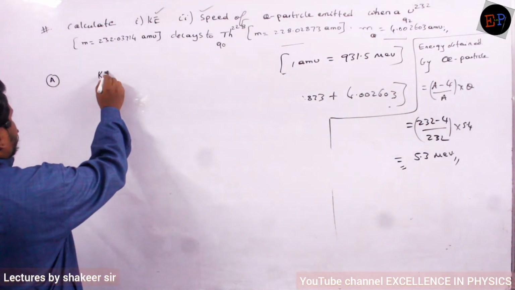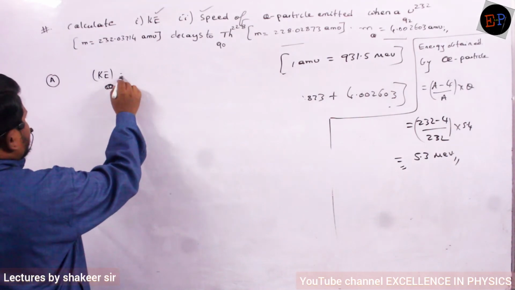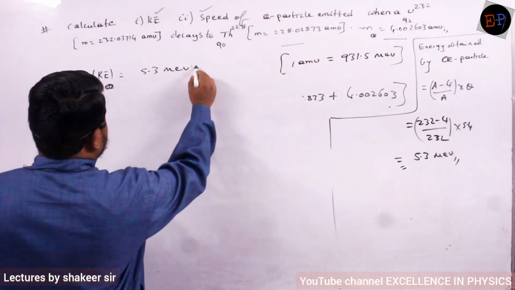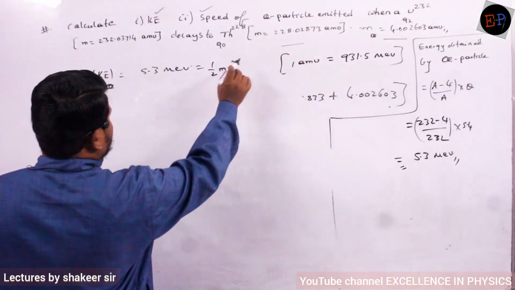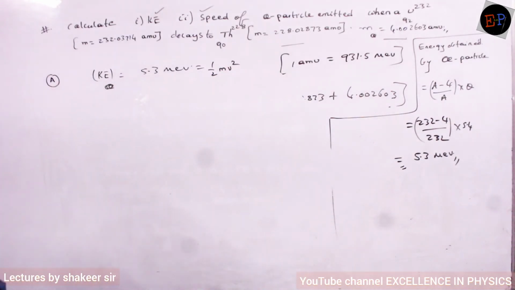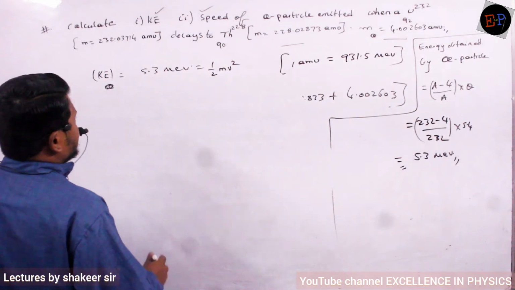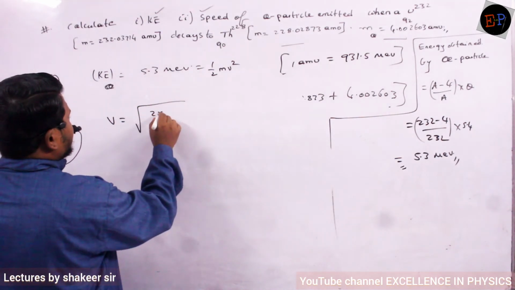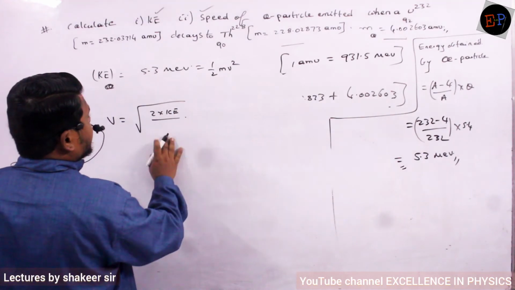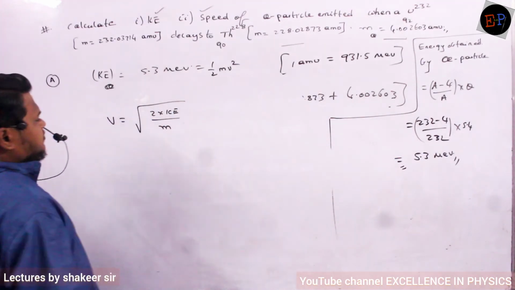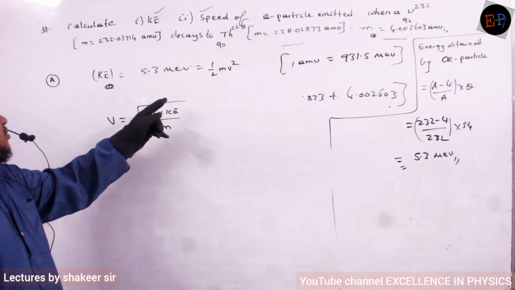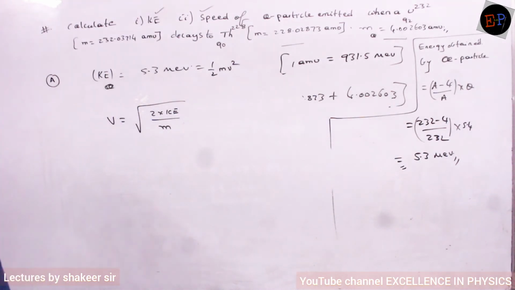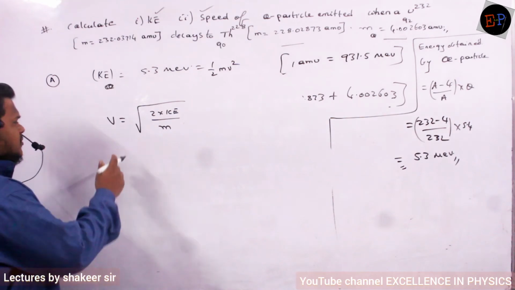See, the kinetic energy of the alpha particle, already we have calculated, is 5.3 million electron volts, and kinetic energy is nothing but half mv squared, no? So therefore velocity is nothing but the square root of 2 into kinetic energy divided by mass. I can write like this, no? Square root of 2 into kinetic energy divided by mass, that will be the speed of the alpha particle. Clear? That's all. Now substitute.